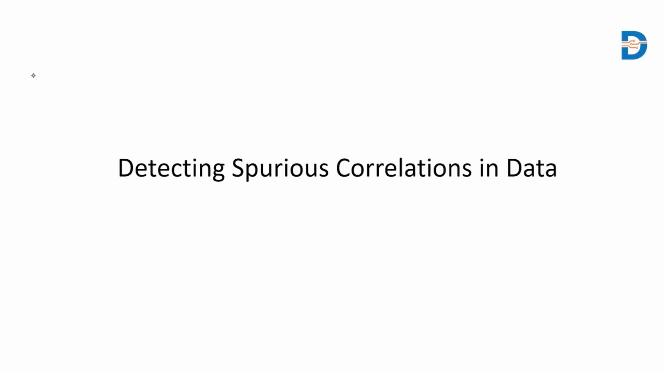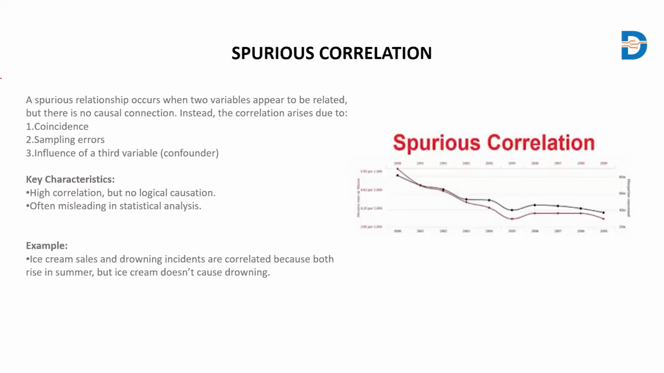Hello everyone. In this video, we'll be seeing detecting spurious correlations in data. So first, let us understand what spurious correlation is. A spurious correlation occurs between two variables that appear to be related at first, but there is not any causal connection between them. How do these two variables appear to be correlated?